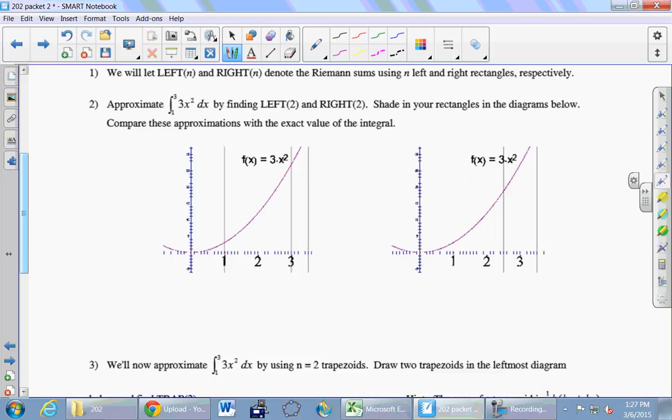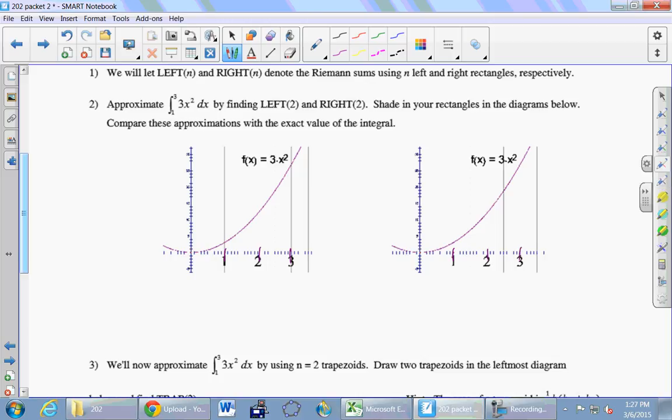Number of rectangles, 2 rectangles. So going between 1 and 3, where are we going to cut it off so that we have exactly 2 rectangles? It's right there in the middle, right? So those are our 2 intervals, from 1 to 2 and from 2 to 3. Same thing in the other picture, 1 to 2 and then 2 to 3.